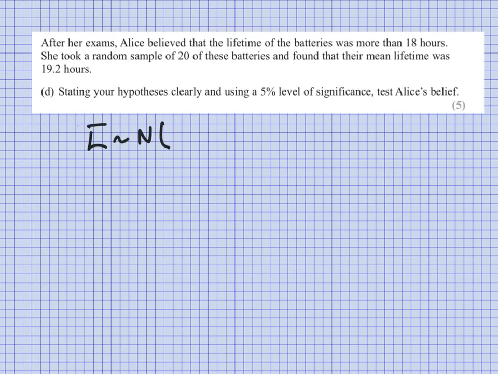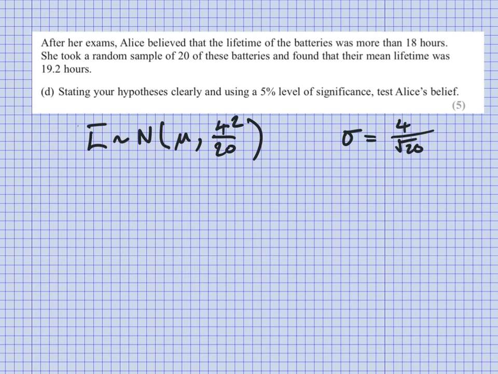And here we're going to state that the mean is mu. I guess we should probably use X bar, but we'll go with L bar and mu for now. And the variance will be 4 squared over 20. So that means that the standard deviation is 4 over the square root of 20.